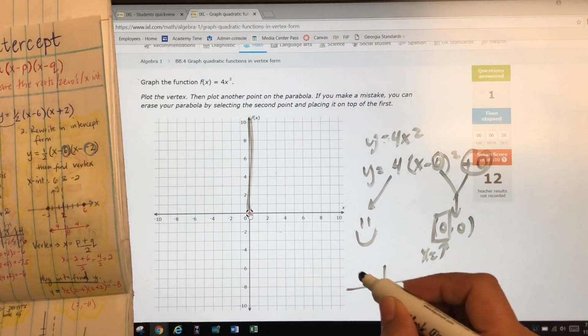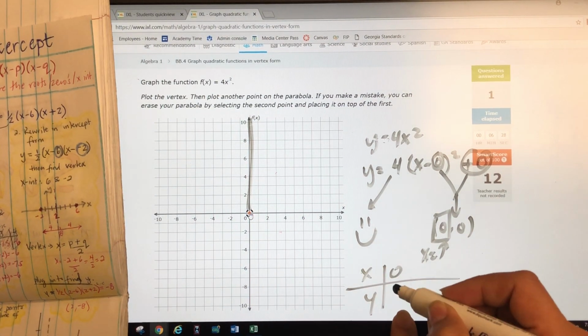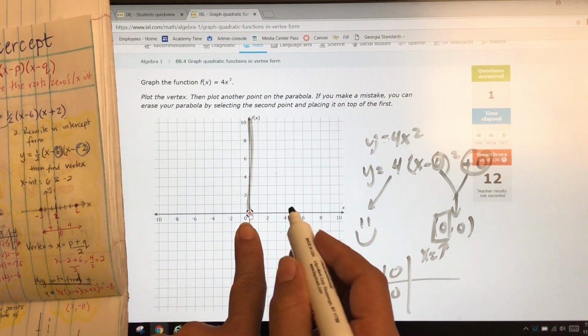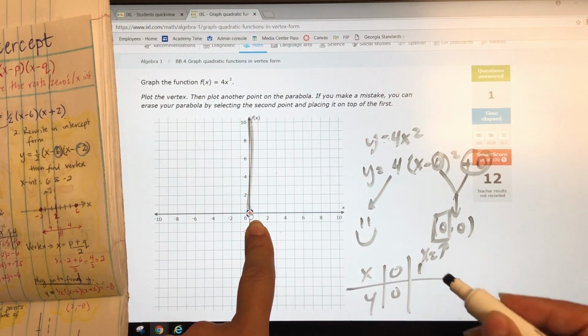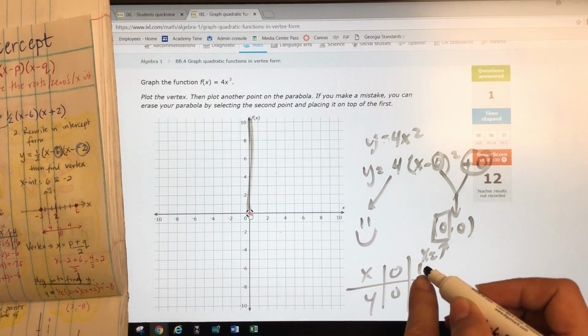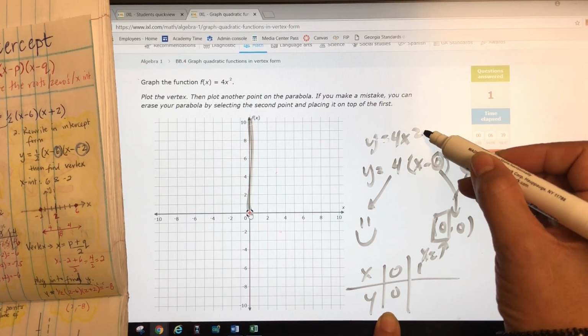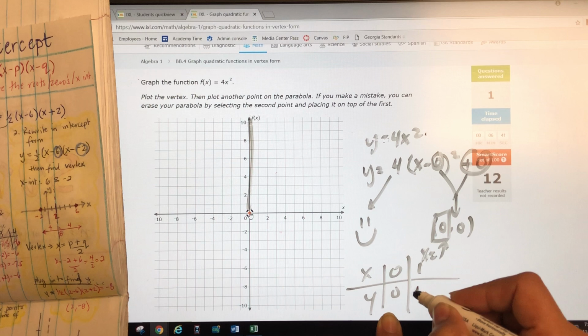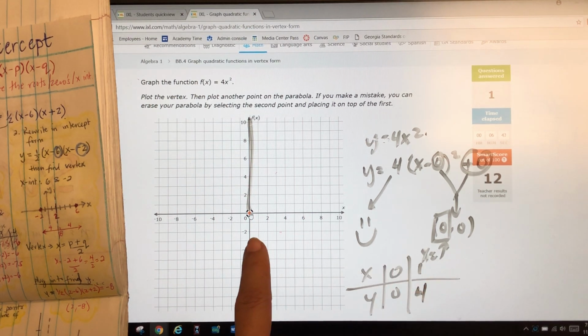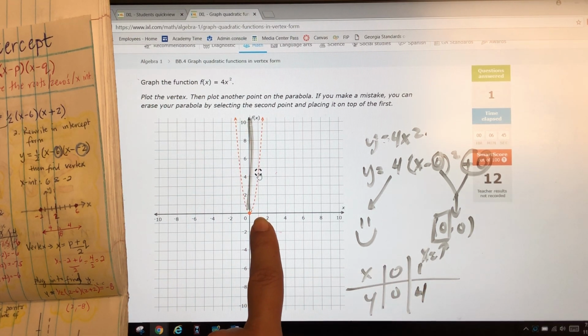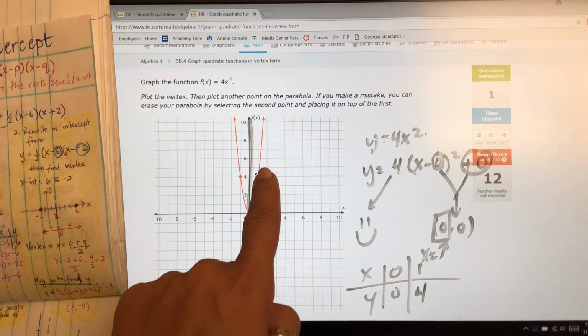Okay, so I'm going to make my table, x, y. I already have 0, 0. Now I'm just going to pick a number to the right and then mirror it. So 1. And when x is 1, what is y? Plug it into here. So I've got x squared. 1 squared is 1 times 4 is 4. So when x is 1, y is 4. And it's mirrored it for you.